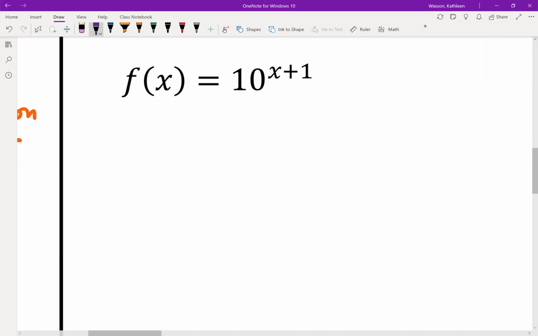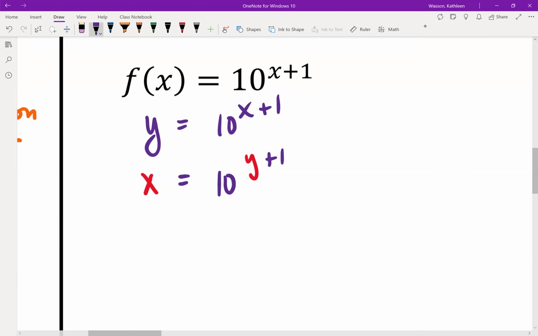We're writing inverse. I have y equals 10 to the x plus 1 power. If I put x and y opposite so that I can find the inverse equation, I got x equals 10 to the y plus 1 power.